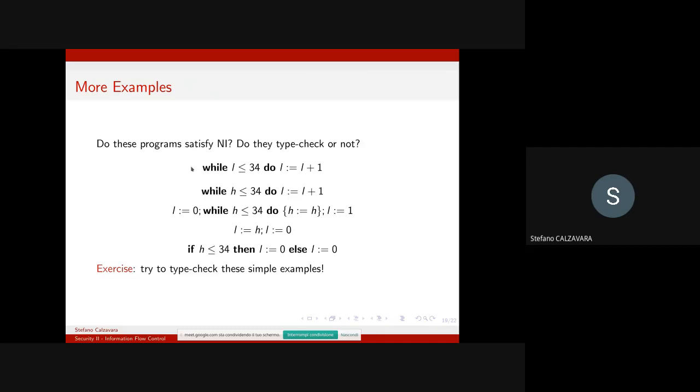First question, is this program secure? So is this program non-interferent?